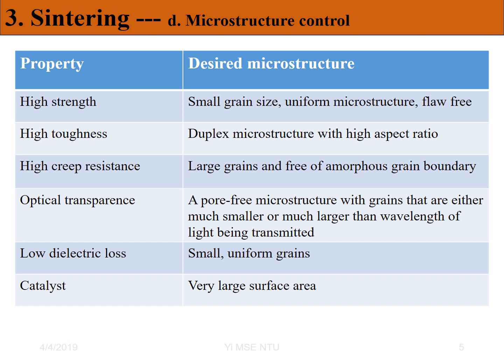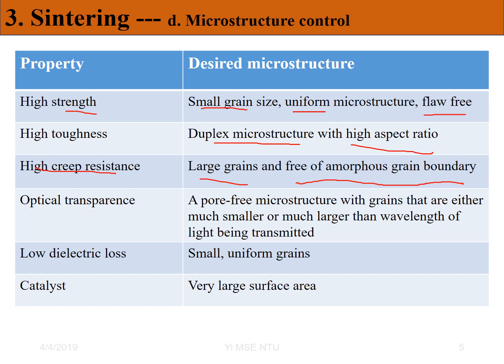If you go back, if you want a very high toughness, make sure you have a duplex microstructure, and one of the structures has a very high aspect ratio. And if you want a high strength, you need a small, uniform grain size, and make sure there are no pores. High creep resistance, again, you need large grains and free of amorphous grain boundaries. So this was explained in the tutorial.